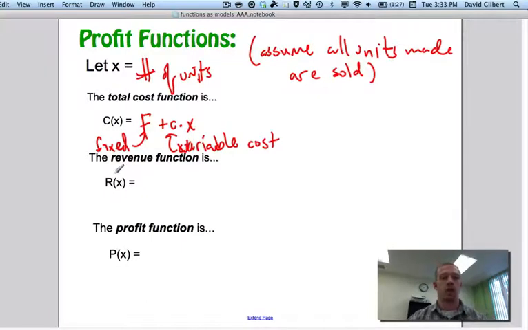Okay, and then our revenue function. Revenue is the total money paid for your product. It's not the total money that ends up in your pocket at the end of the day, but it's the total money that other people give you for your product. So that's going to be the sales price times x. And then the profit function is going to be your revenue, all the money you get paid for your product, minus the cost, minus what it costs you to make the product, and that gives you your profit.